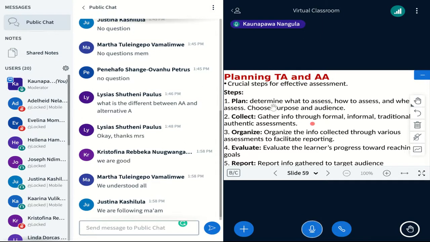And then the second step is you now need to collect the data, collect the information from formal, informal, traditional, and authentic assessment. And then the third step is for you to organize the information that you have collected through various assessments to facilitate reporting. So you have to organize, like how are you going to organize the data?